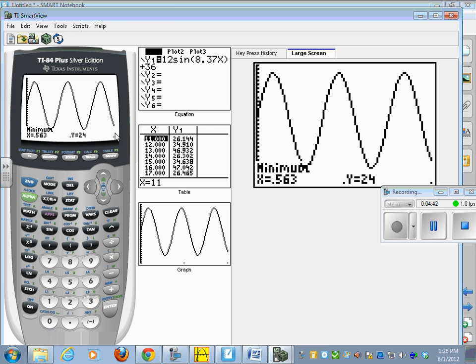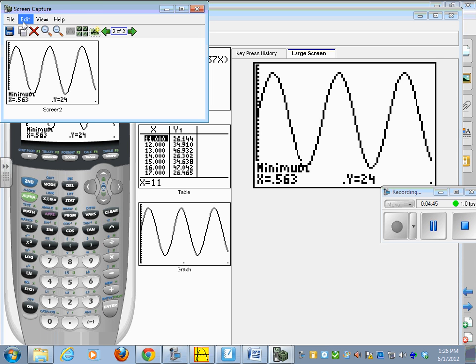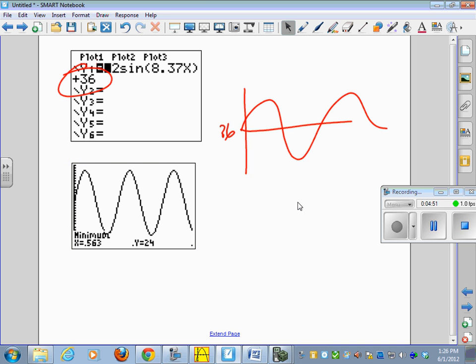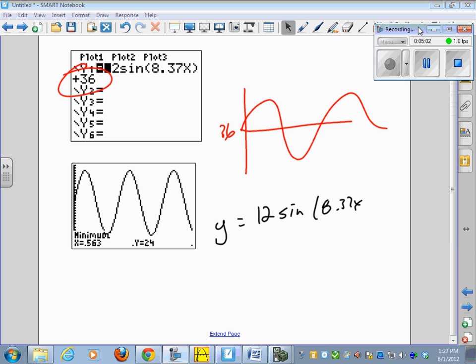The minimum's at 24. Is there another way that we could have come up with that? You could have put your y at 0. Well, I don't think that would have worked, Steve. Yes, it does. How about I remind you of the equation, which is 12 sine 8.37x plus 36.